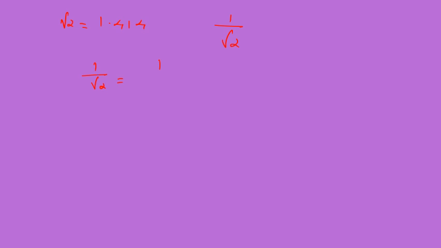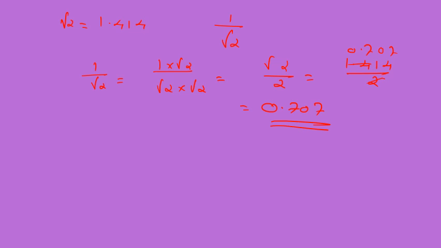So for 1 by root 2, you can multiply the numerator and denominator with root 2. So it is root 2 by 2. What is the root 2 value? 1.414 by 2. How to divide: 1.4 by 2 is 0.7, then 0.07. So what is the answer? 0.707.